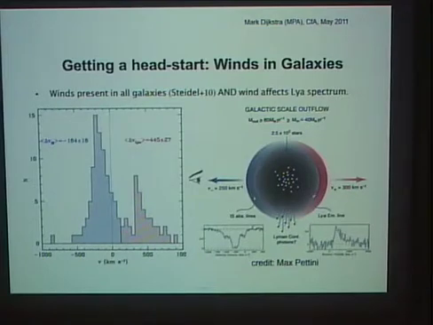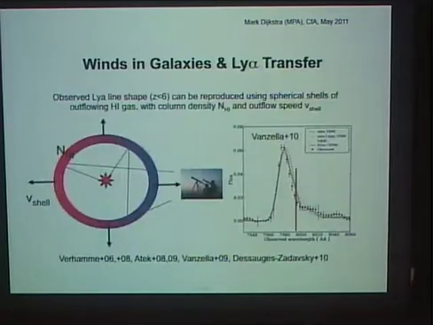And the interesting thing is that some groups have actually used very simple representations of these galactic winds. You have a simple shell of neutral hydrogen gas that is expanding around your source of Lyman alpha photons, and you follow the propagation of these photons through these winds. And it turns out that you can actually reproduce fairly well the observed shapes of Lyman alpha emission lines in galaxies all the way out to redshift 6.